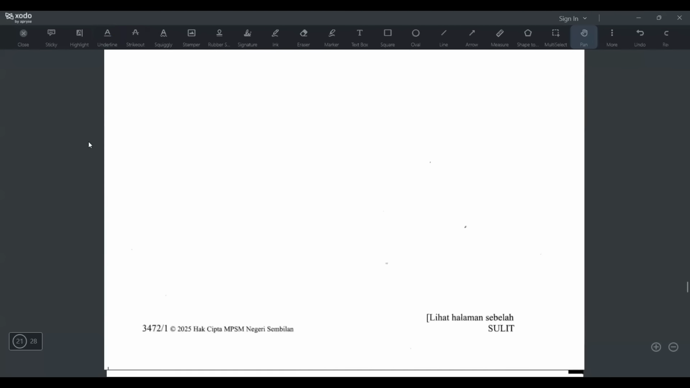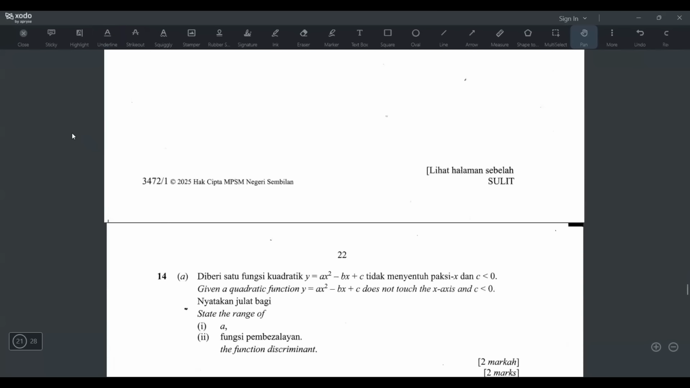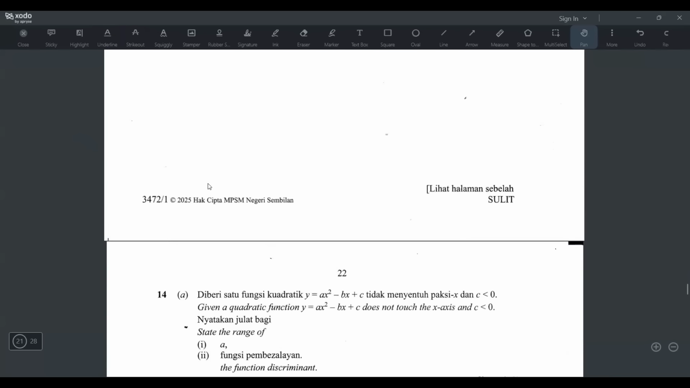I'll continue. Okay, let's do number 14. All right, 14a, I will do it up here. So this is definitely quadratic, from Form 4 Chapter 2. Okay, given a quadratic function y equals ax squared minus bx plus c. So this is a general form, but they never give us any a value here.